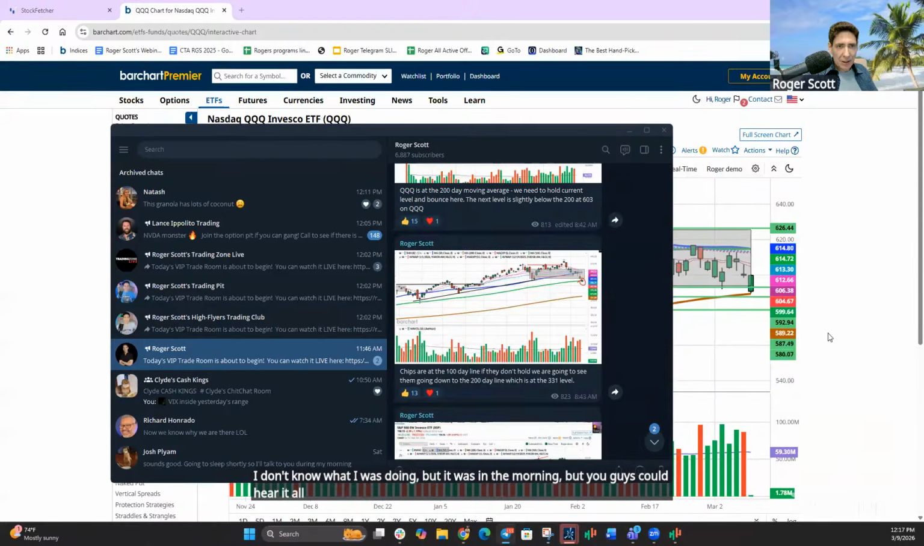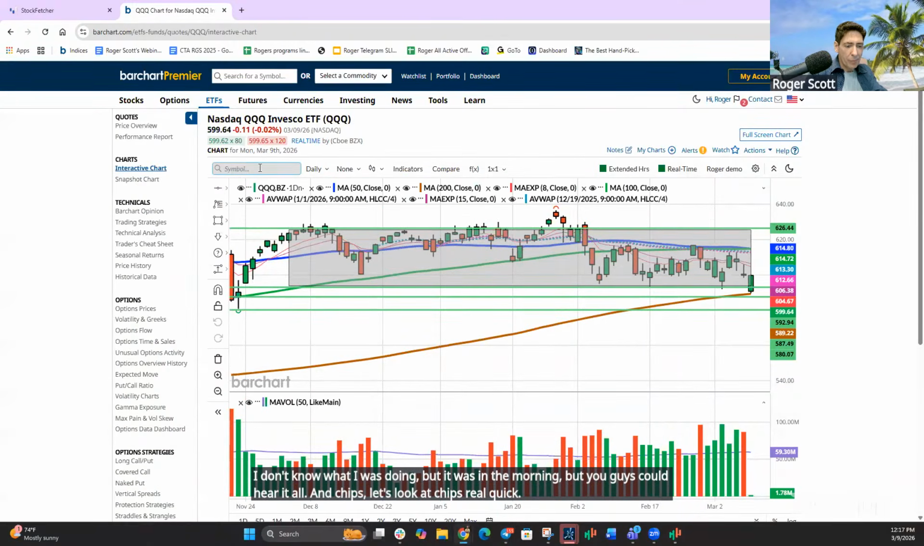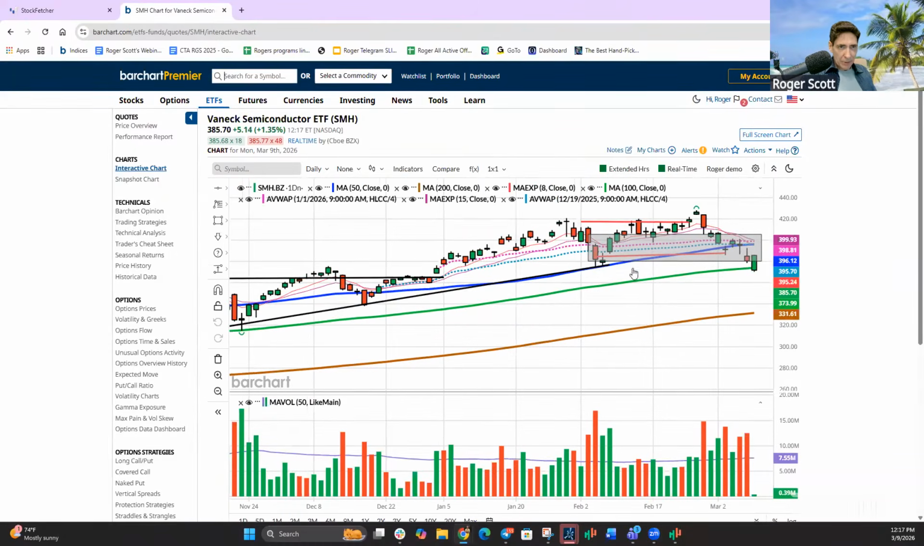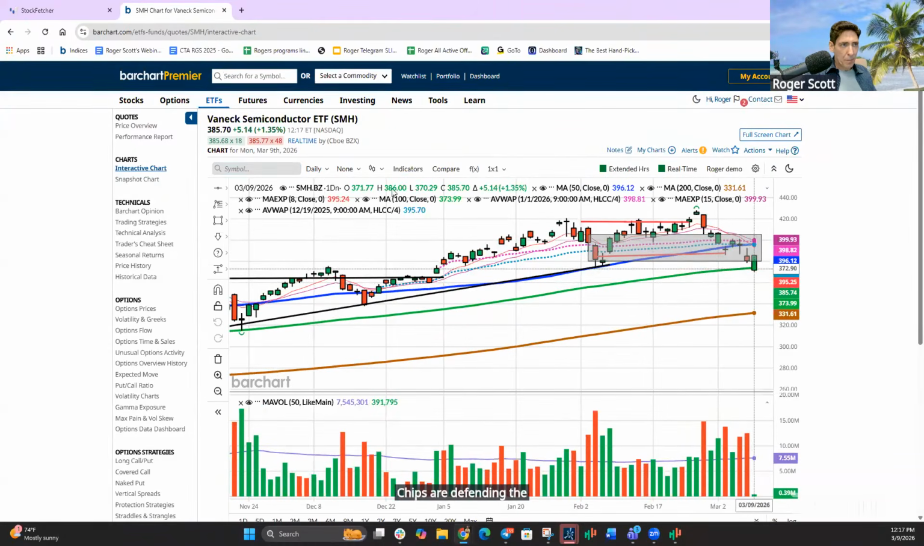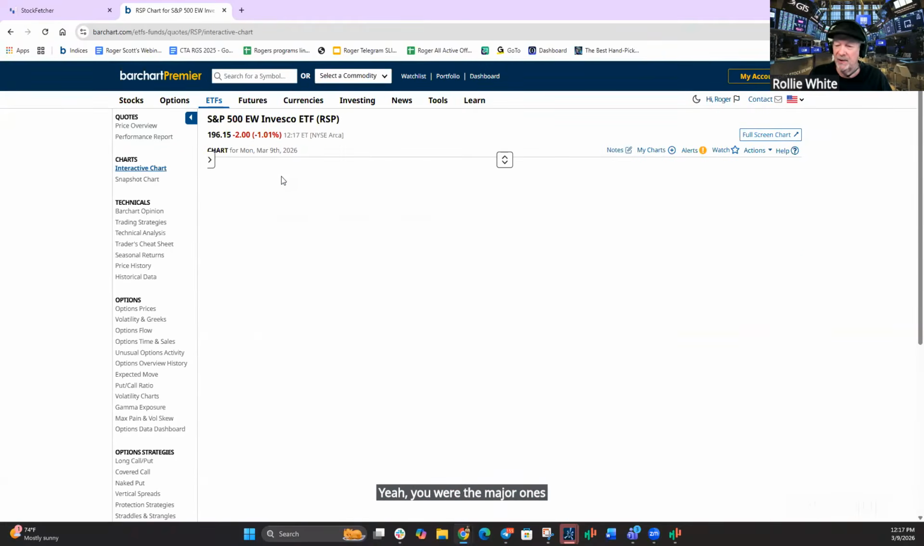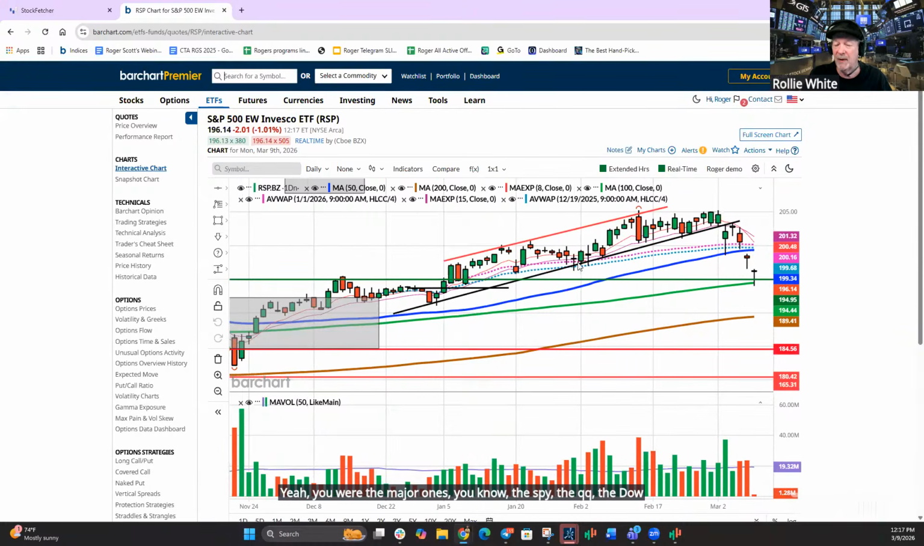And chips, let's look at chips real quick. Chips are defending the 100. They're up on the day. That's pretty much it. Those are the ones I wanted to look at. The major ones, the SPY, the QQQ, the Dow, are all sitting there.